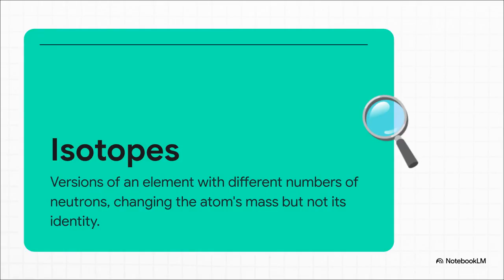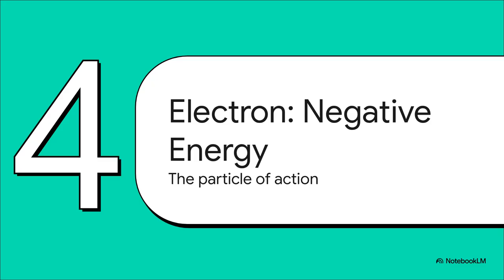Now here's where it gets really interesting. While that proton number is locked in, the number of neutrons can actually change. So an atom of carbon might have 6, 7, or even 8 neutrons. These different versions are called isotopes. They change how much the atom weighs, but they don't change its identity. It's still carbon.